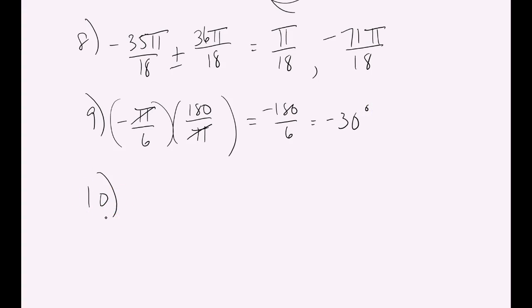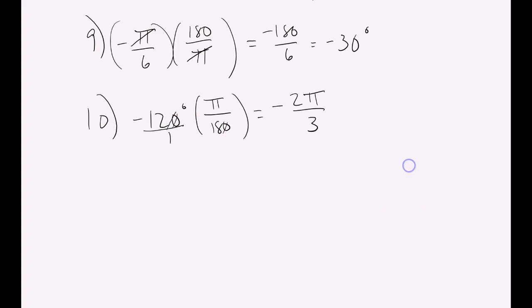Number 10, if they give me negative 120 to start off with, they're giving me a degree, which means I want to change it to radians. So if I want radians, the pi is on top, and then I just simplify that. So those zeros are gone. I'm going to get, what goes into 12 and 18? 6, negative 2 pi over 3. So that should be your answer on 10.